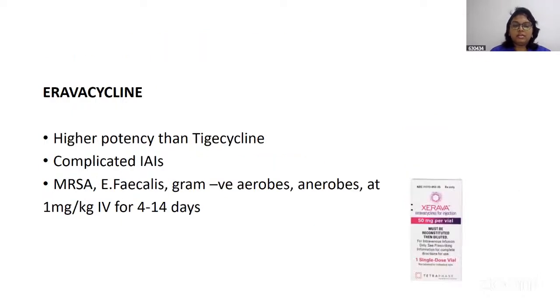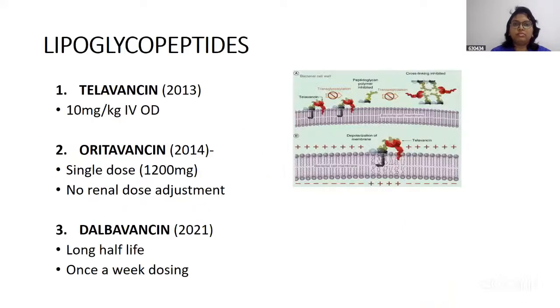And the same derivative, the tetracycline analog eravacycline, has higher potency than tigecycline. Like tigecycline, it was introduced more for complicated intra-abdominal infections, and is also effective against MRSA, Enterococcus faecalis, and gram-negative aerobes and anaerobes. The dose is 1 milligram per kg IV for 4 to 14 days.